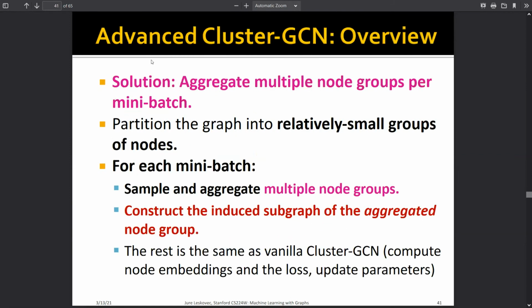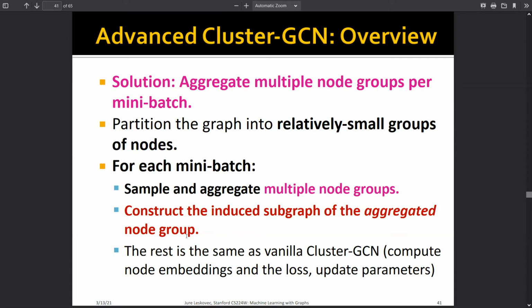Okay. What is the solution? The solution is to aggregate multiple node groups per mini batch. Basically, instead of doing one, maybe two or more, partition the graph into relatively small groups of nodes. For each mini batch, sample and aggregate multiple node groups. So instead of taking one node group, he's aggregating multiple node groups. Yes. Construct the induced subgraph of the aggregated node group.